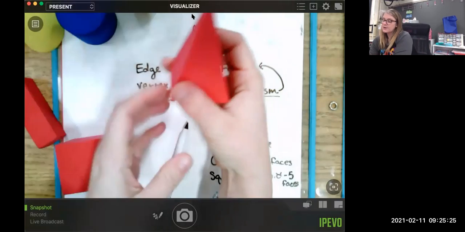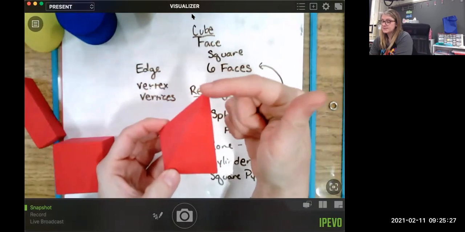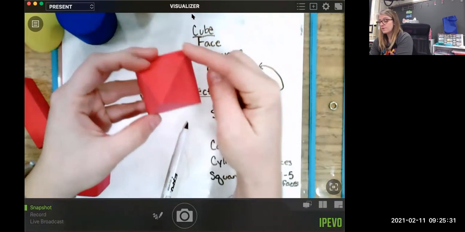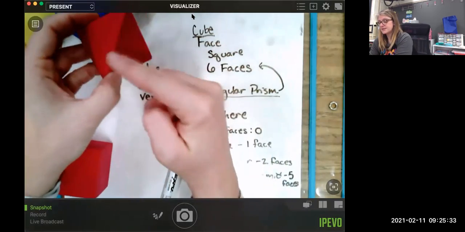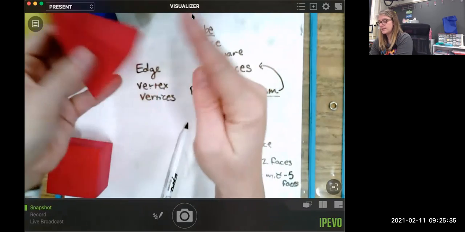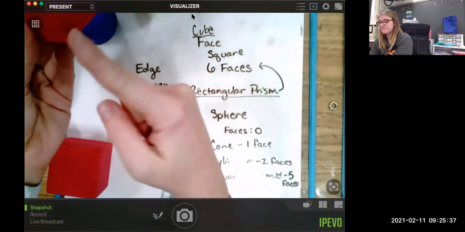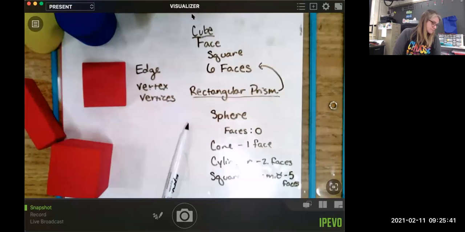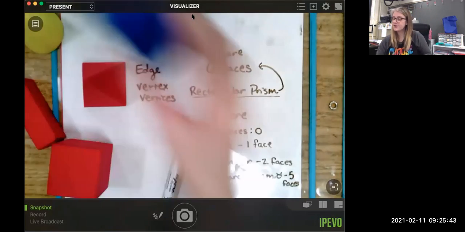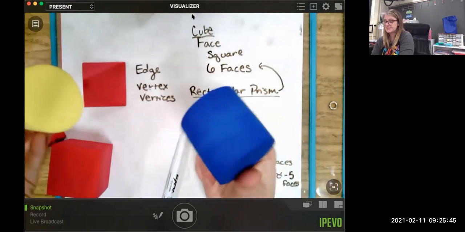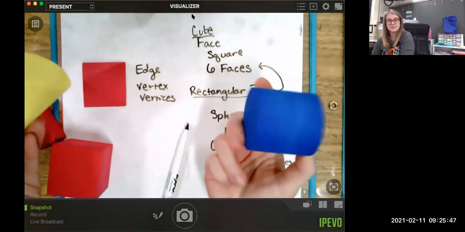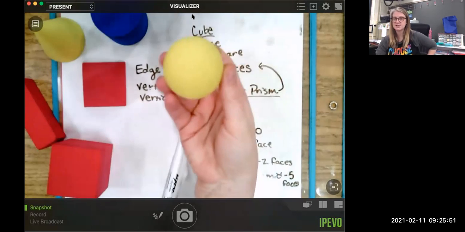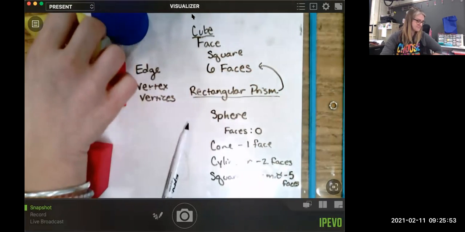Since our square pyramid meets at a point, that would be a vertex because 3 or more edges meet. This one has 4 edges meeting together. Okay, so we have 1, 2, 3, 4, 5 vertices for our square pyramid. Our cylinder and our cone don't have any vertices because they don't have any edges. And of course, our sphere has no edges and no vertices.